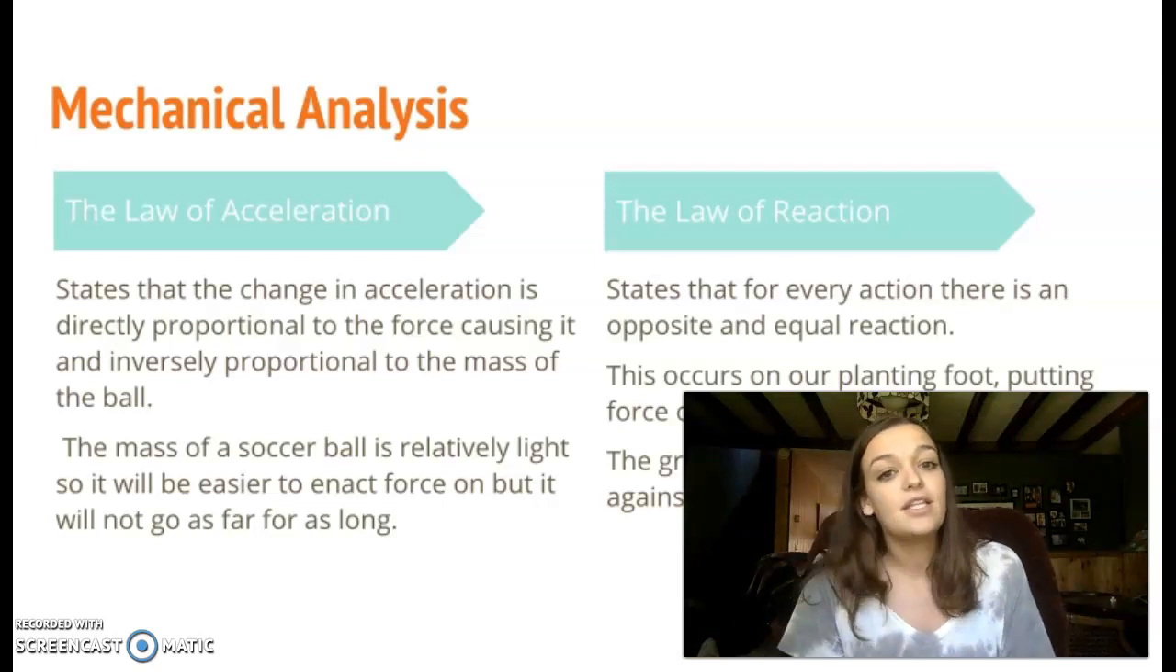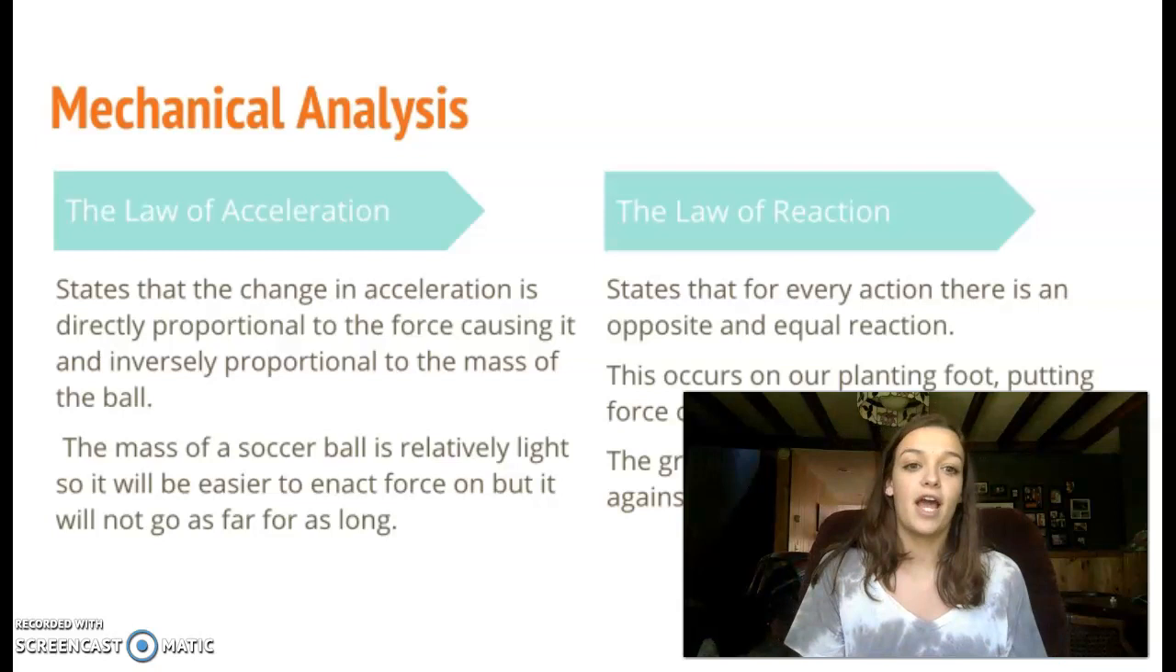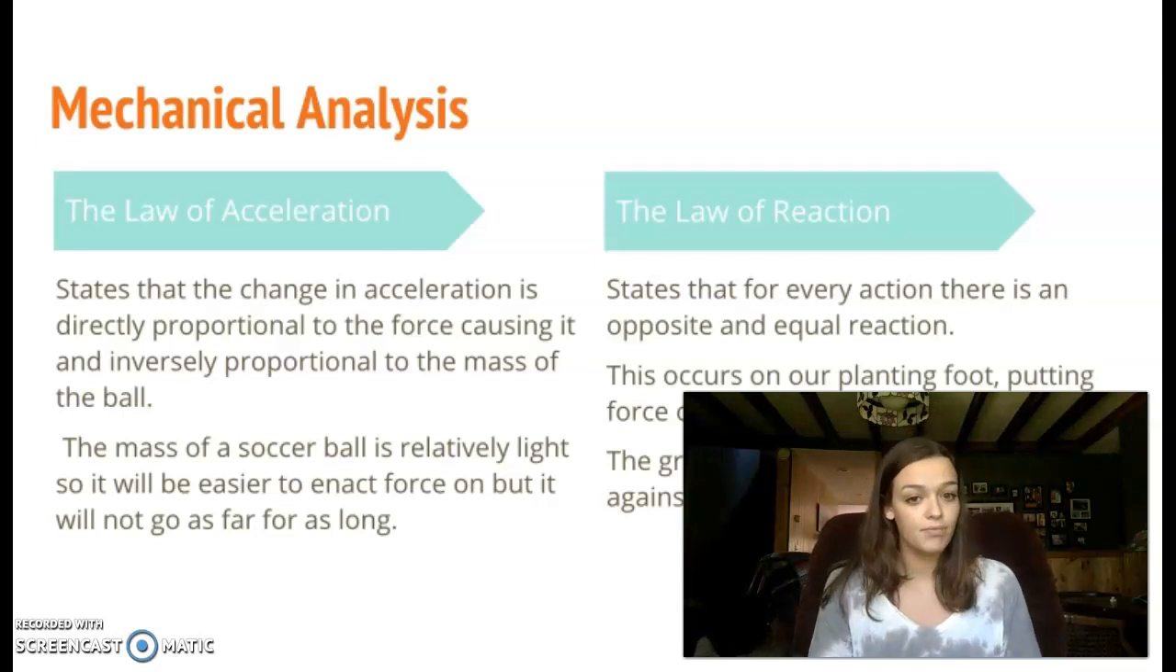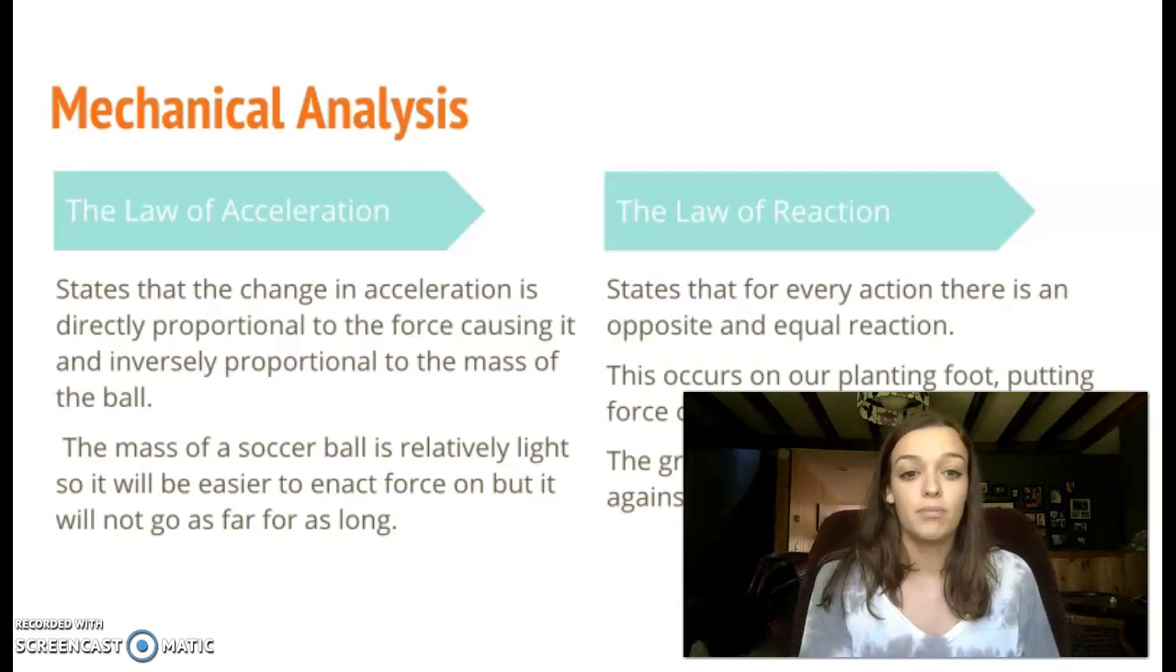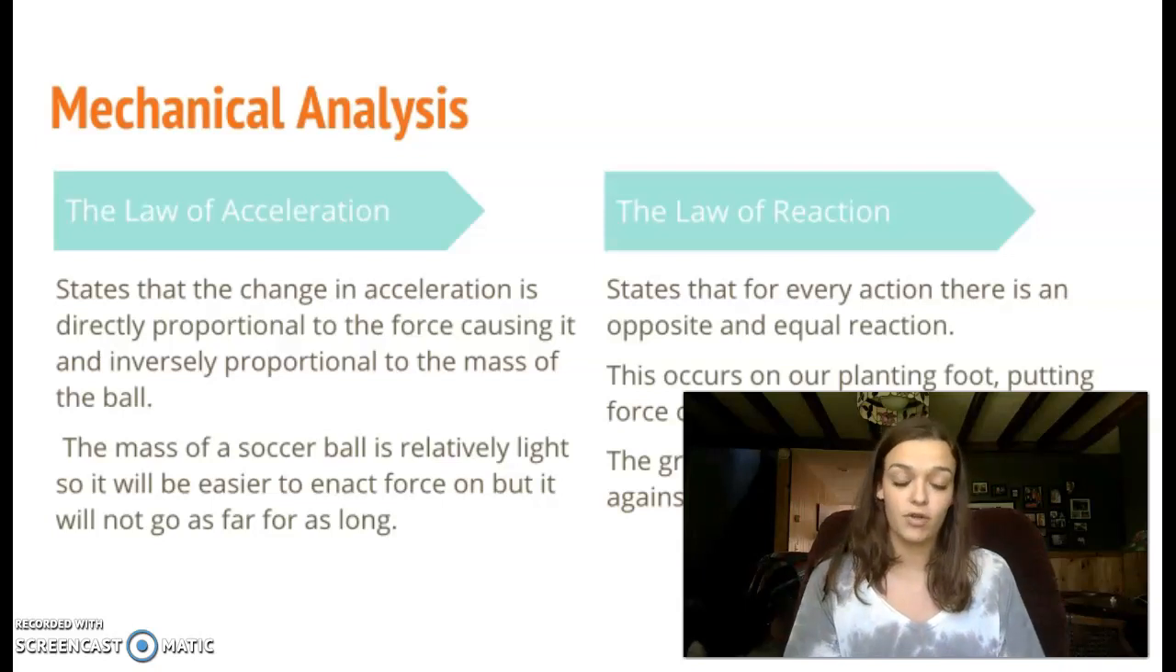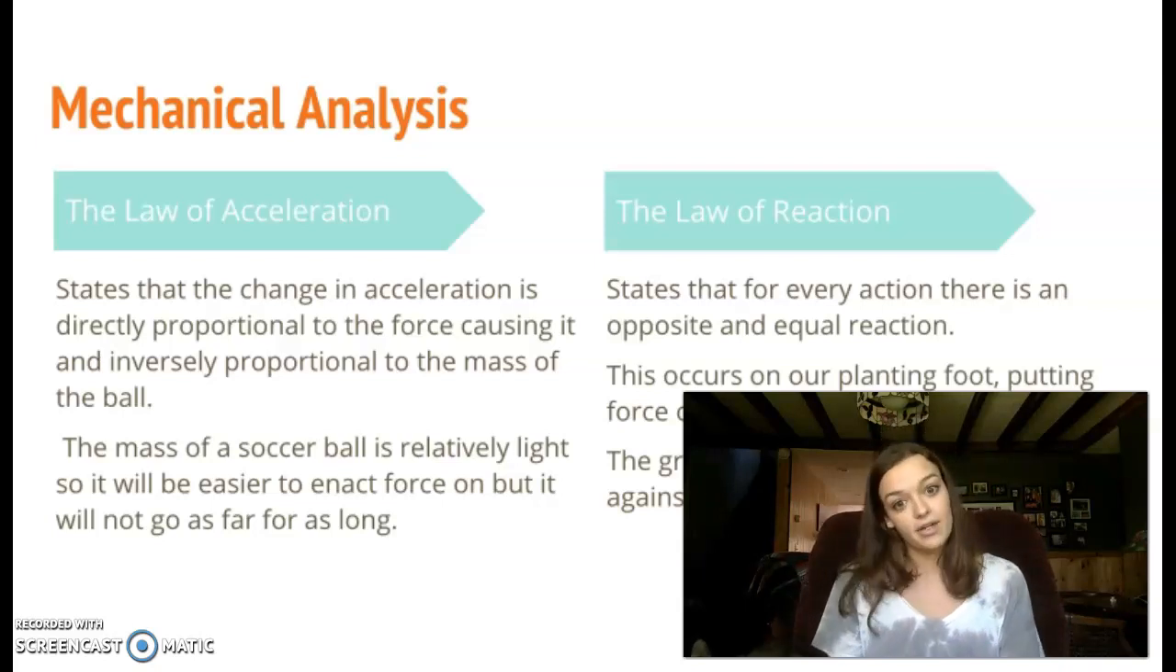And then lastly, the law of inertia states that for every action, there's an opposite and equal reaction. This happens in the planting the opposite foot phase. Putting force on the foot for stabilization, the ground provides a reaction force against our foot when we plant it, which we rely on.